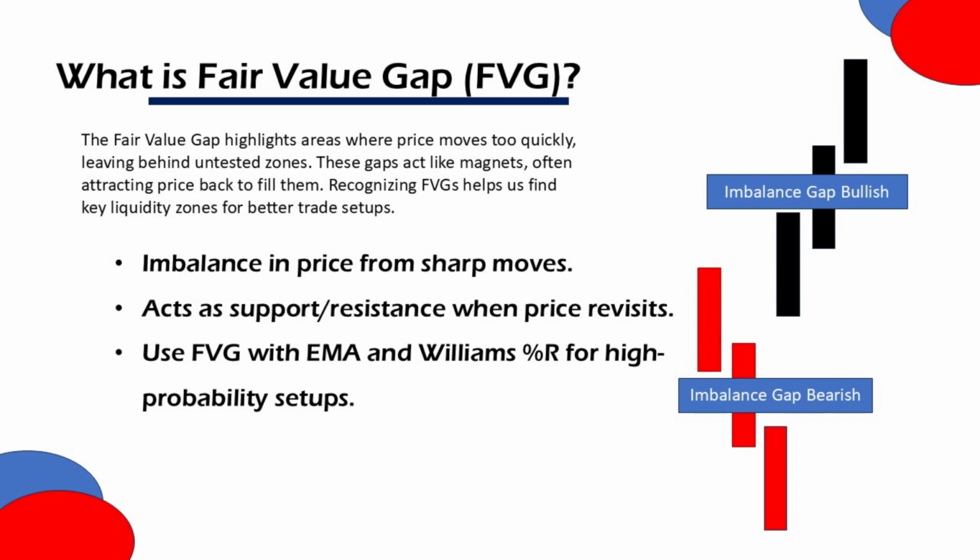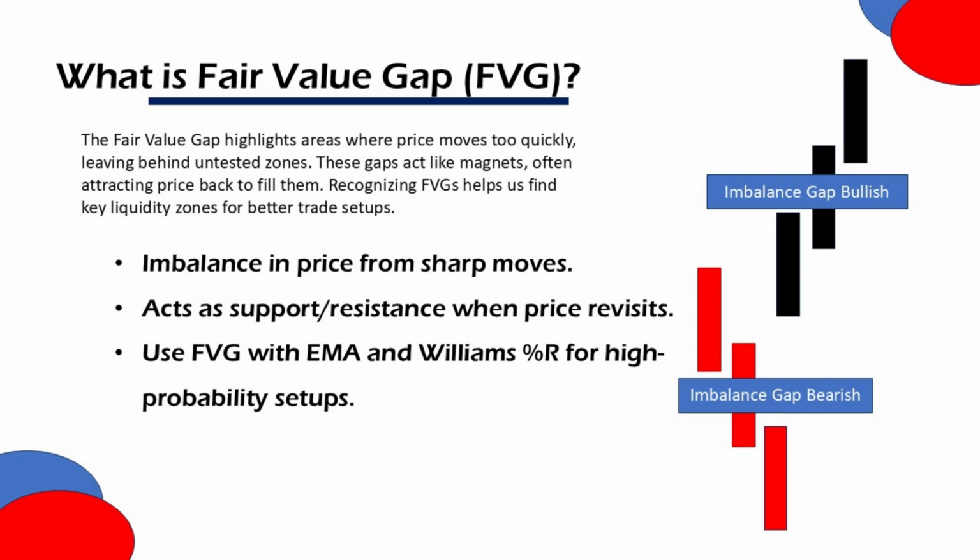How does FVG work in trading? The general idea is that price tends to revisit these gaps to fill them. When the market moves back into the FVG, it often acts as a key support or resistance level. Traders look for price to return to these gaps to confirm trade entries or exits.